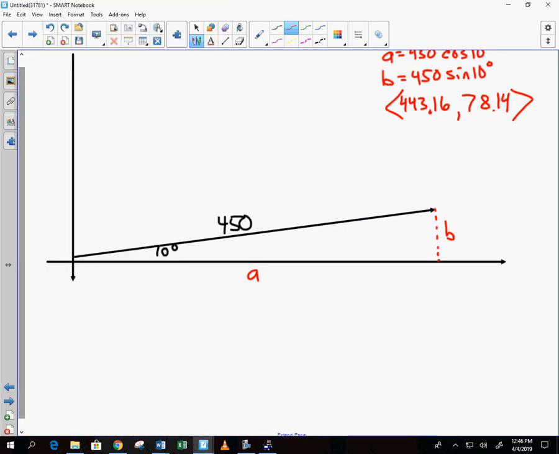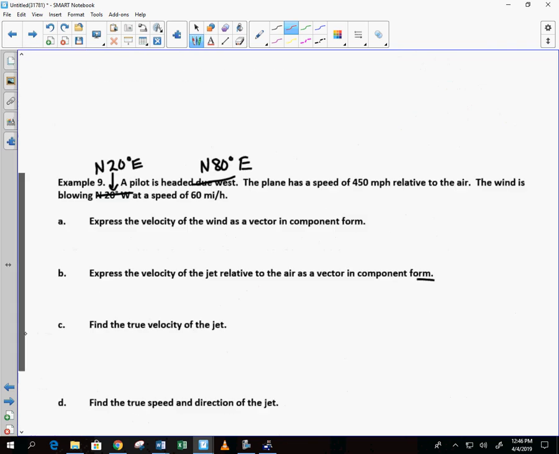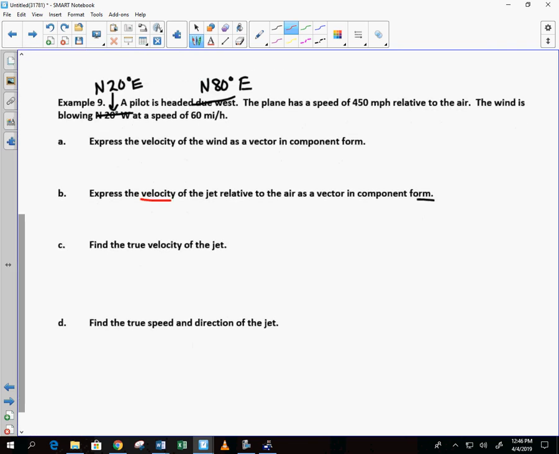And so I'm going to take that and put it on my paper where I have room here. It says to express the velocity of the jet as a vector in component form. So instead of just simply saying 450 miles an hour, I'm going to write it as a vector. And can you guys tell me what that vector was? 443? Then what? 78.1.